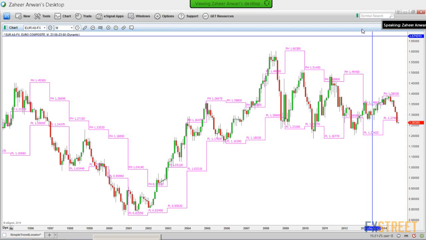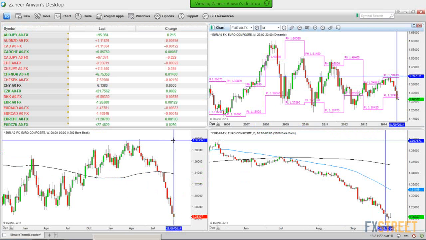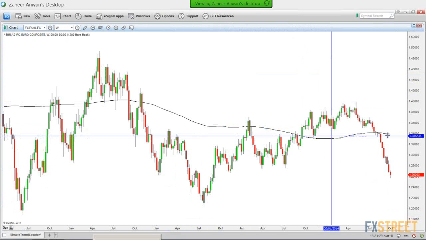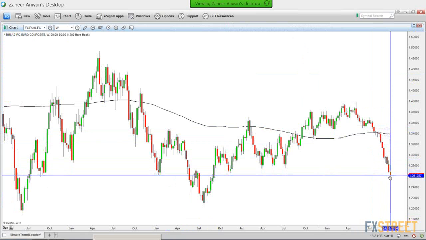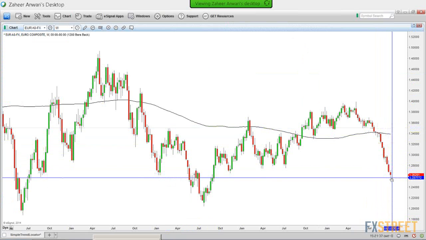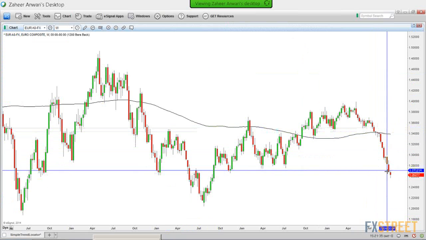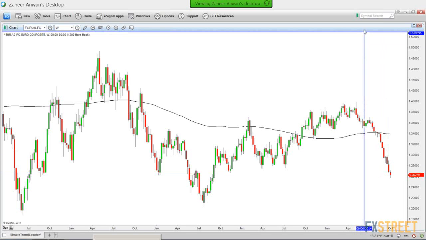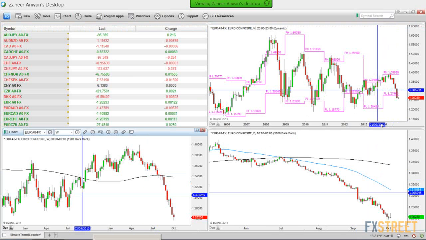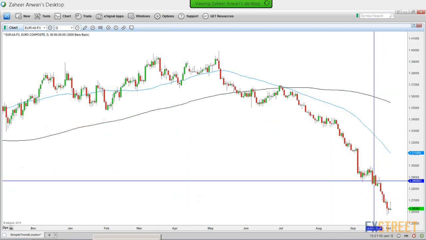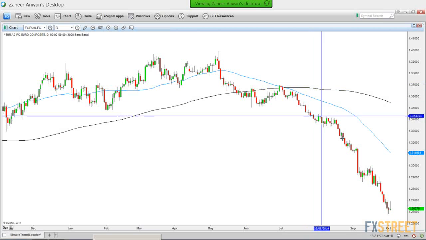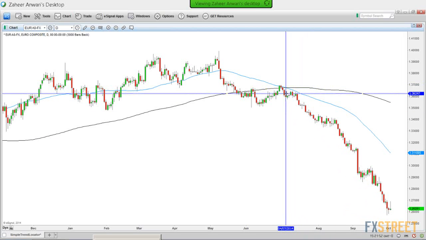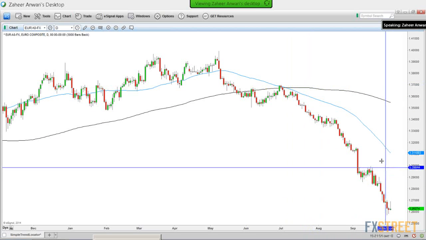Let's have a look at what's going on the weekly time frame. On the weekly time frame, we're trading below the weekly 200 moving average, and you can see consistent red bars. So price is weakening. You want to be going in the direction of the trend, and as for now, the trend is very much down. If we go to the daily time frame, we are below the daily 200 moving average. The 50 has crossed over the 200.